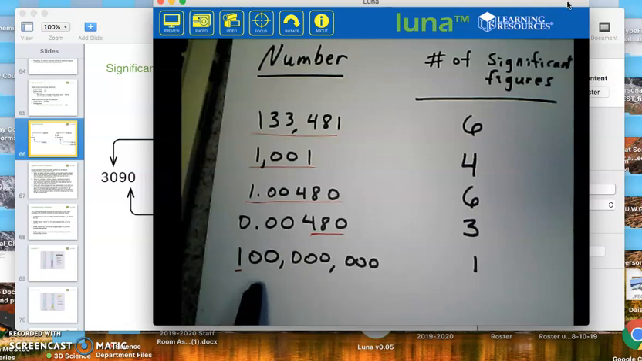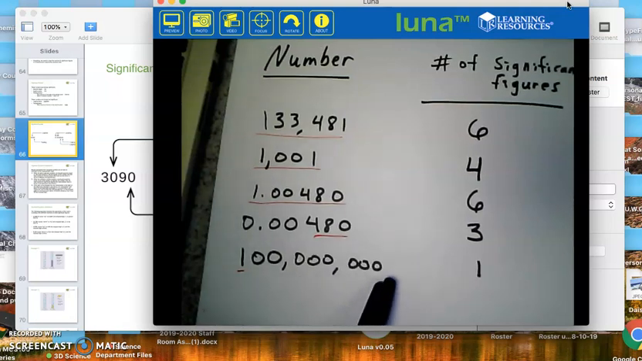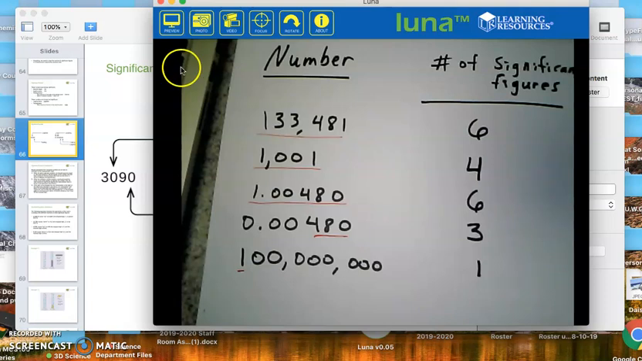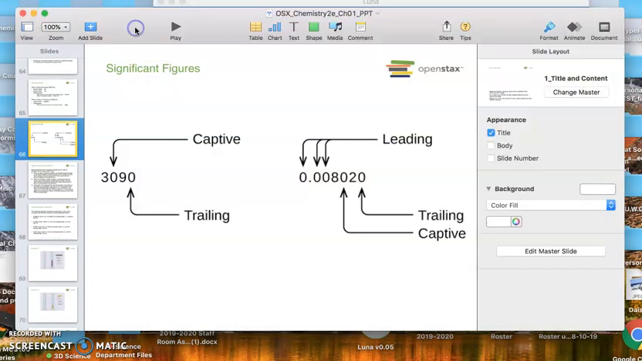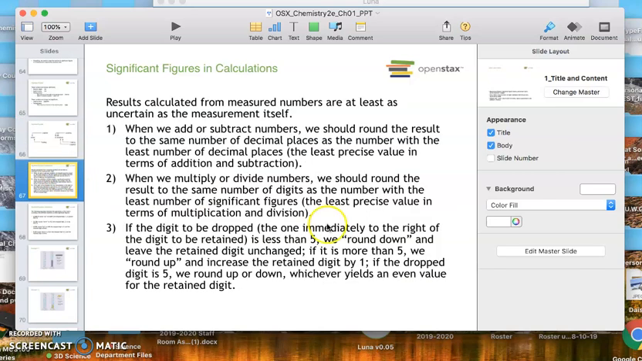Here we have a lot of trailing zeros. Notice these zeros are to the left of the decimal place, and so they're not significant. And so only the 1 is significant in this example, so we have 1 significant figure there. Again, I recommend you go to your textbook and go through all those examples so you understand significant figures.